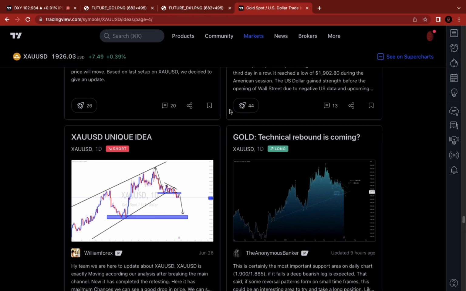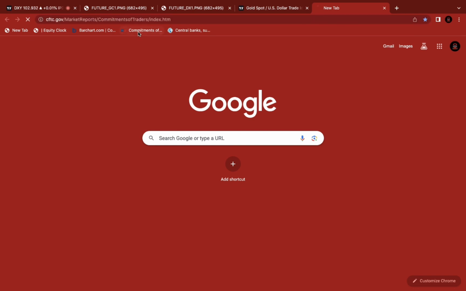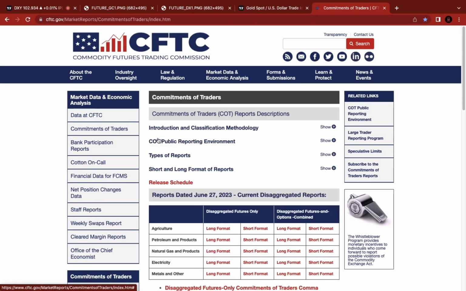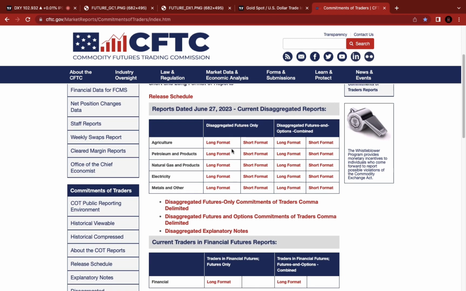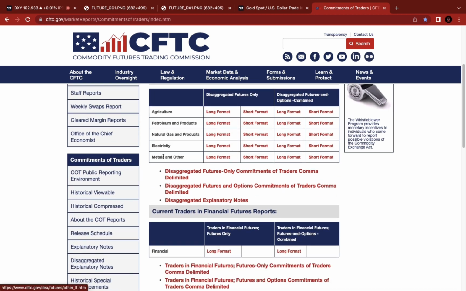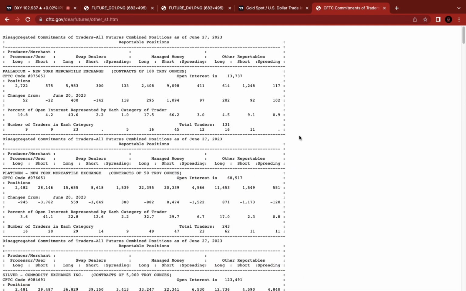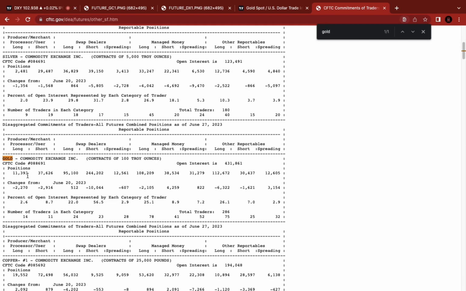Now, another macro perspective that I would like to take here, right? I would come here. I will go to commitment of traders report. I'll come down to the short format here for metals. And then I will just type in gold. And then I'll look at the managed money. So the managed money is going to be the commercial specs here. And I'm going to look for the longs and the shorts. I can see that the longs are outweighing the shorts right now. So the commercials have a hefty long position on gold right now.